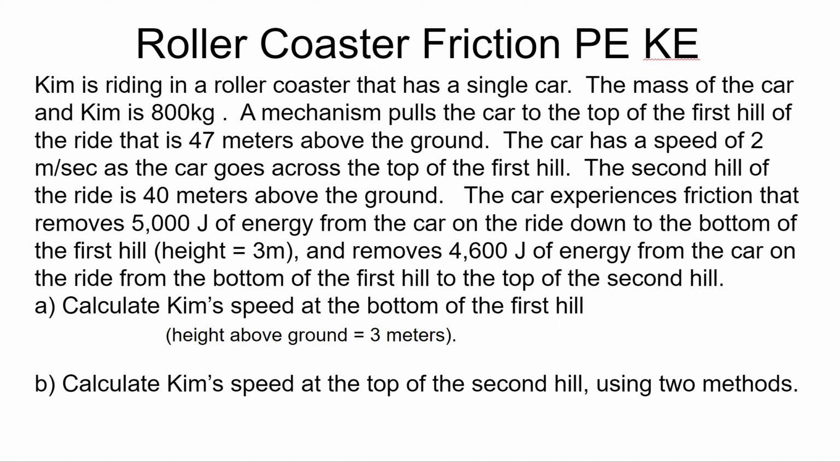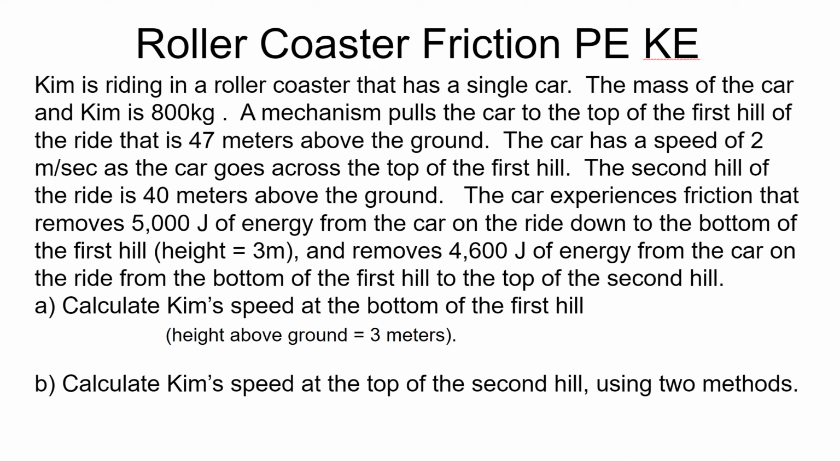We're told that friction in the system is going to take away 5,000 joules of energy as the car goes from the top of the first hill to the bottom of the first hill. And as the car continues on the ride and goes up the second hill, it's going to lose 4,600 joules because of the work done by friction.